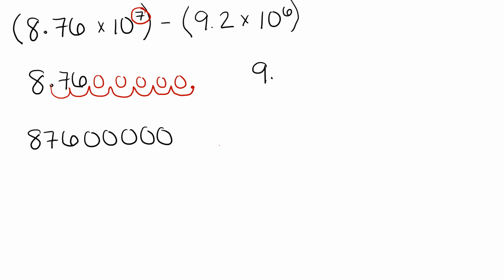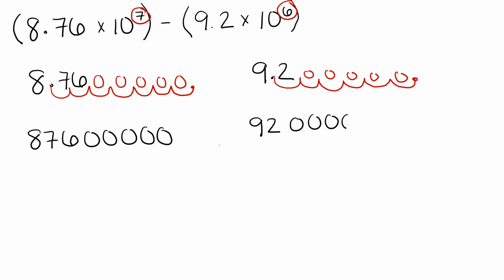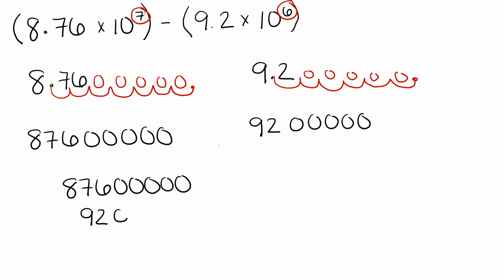We do the same thing with the 9.2, but this time we're only going to move the decimal 6 times. 1, 2, 3, 4, 5, 6, filling in those place values with zeros and writing the answer nice and neat. 92 with 1, 2, 3, 4, 5 zeros. We go ahead and line up our numbers in order to subtract them. Notice we line up the zeros starting on that right-hand side.